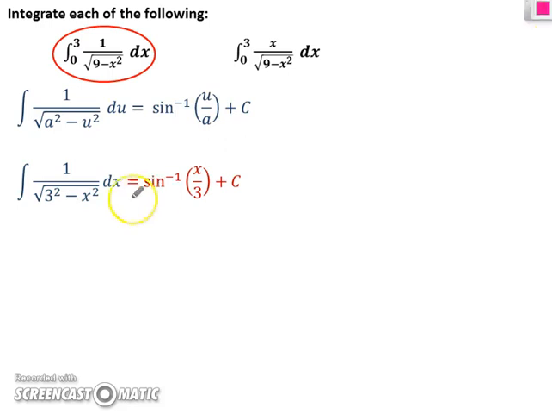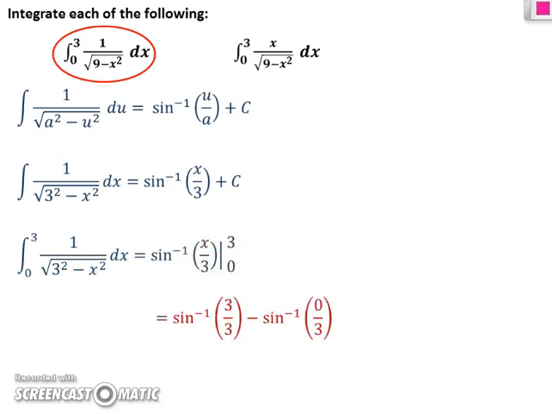And then when you have an indefinite integral, you have to remember to add the c, but we have a definite integral this time. So from 0 to 3, that means that we're going to integrate, plug in a 3, plug in a 0, and subtract them, and then simplify this. We end up with the inverse sine of 1 and the inverse sine of 0.